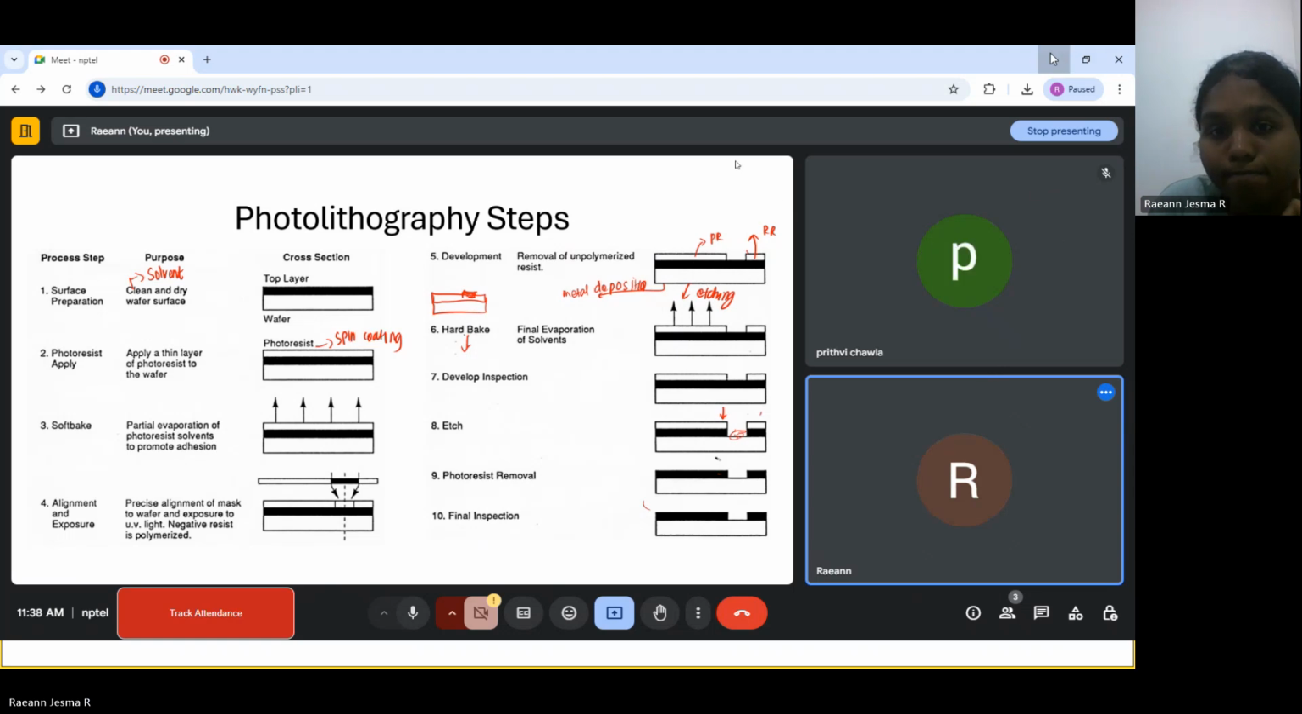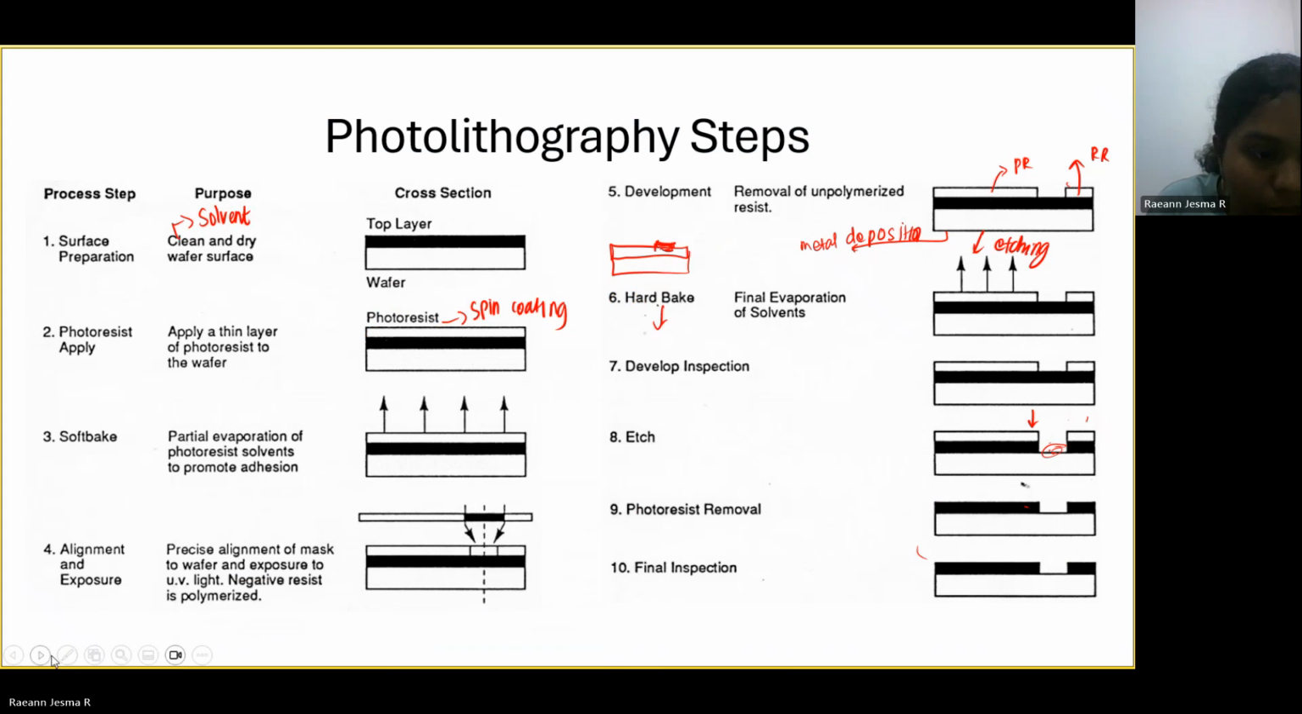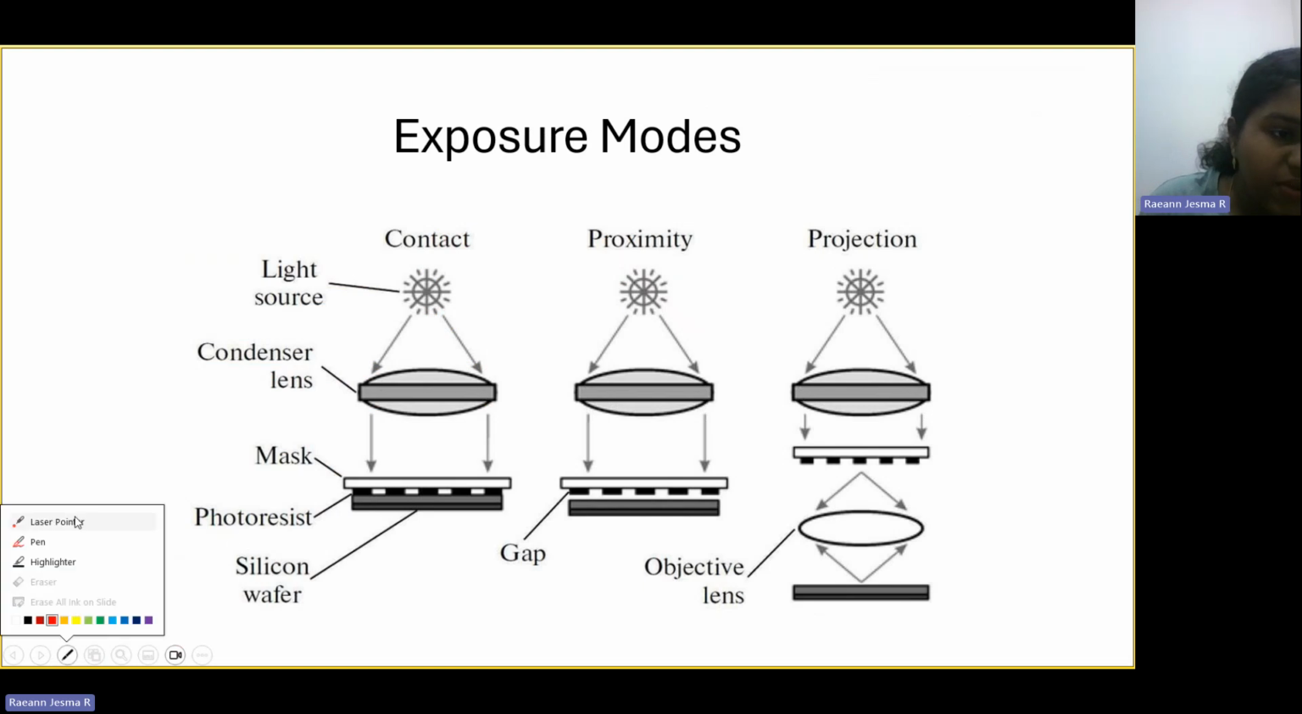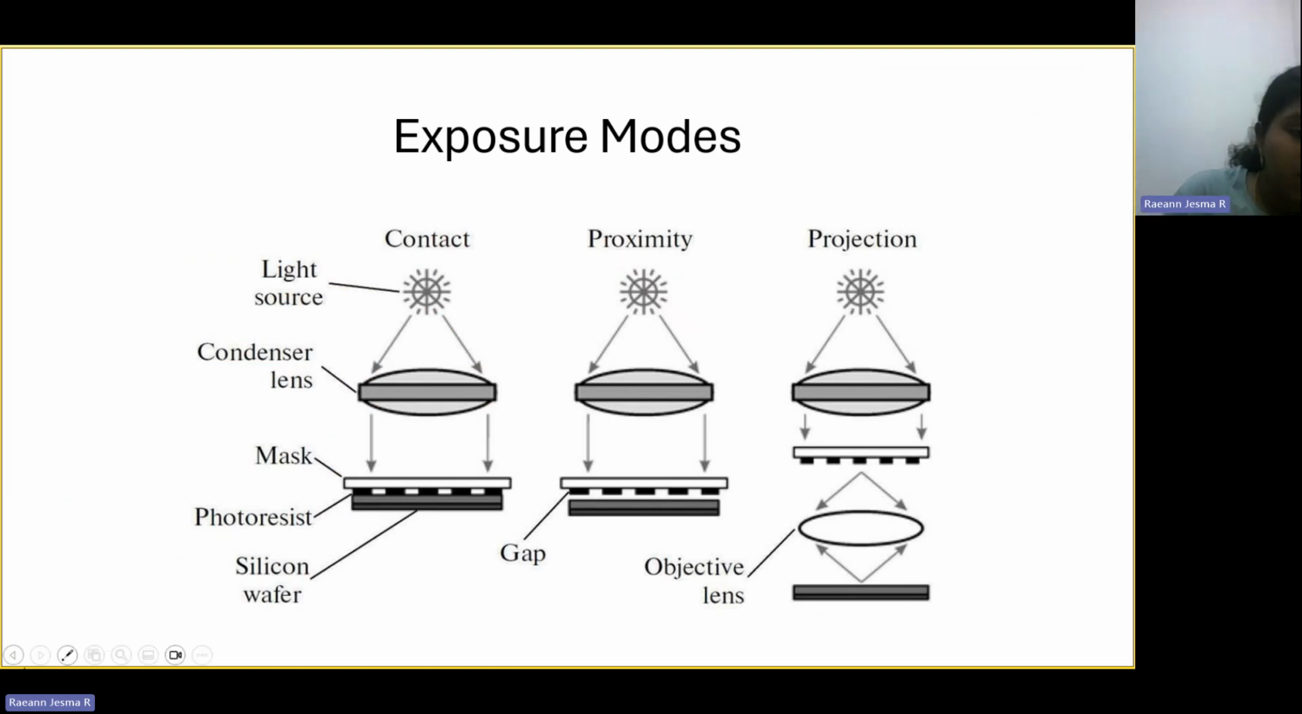The previous process flow that we saw was for a positive resist. Next we have different exposure modes. One is the contact mode of exposure. As you can see here, you have a mask which is in close contact with a silicon wafer that is coated with a photoresist.